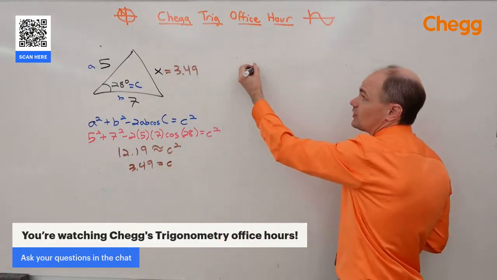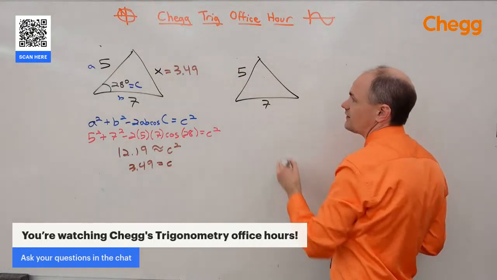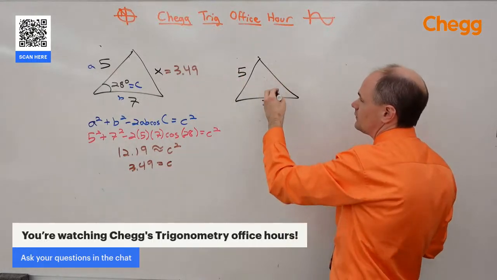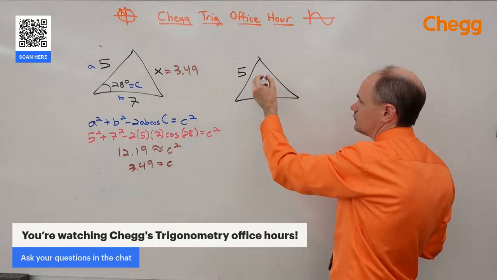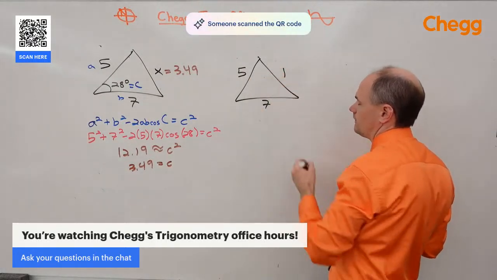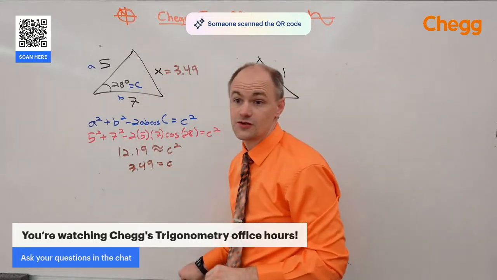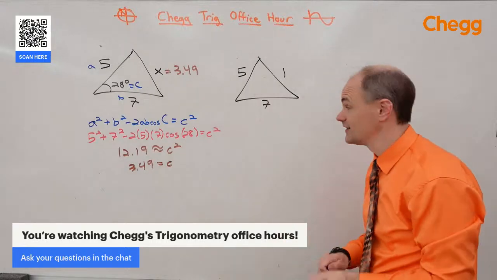And that is usually when we know all three sides of a triangle. Let's say we've got 5, 7, let's see, that's 12. So, 5 and 7, that's pretty close to each other. Let's go 1, right? Yeah, that'd be a triangle. I want to make sure I don't accidentally make an impossible triangle, right?